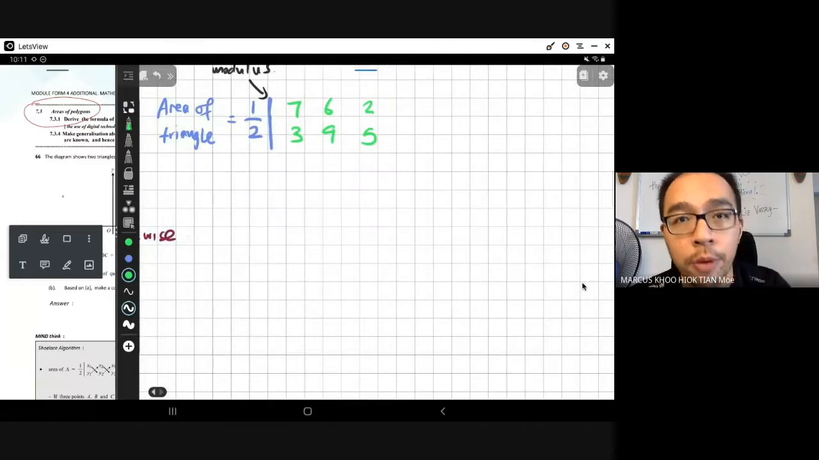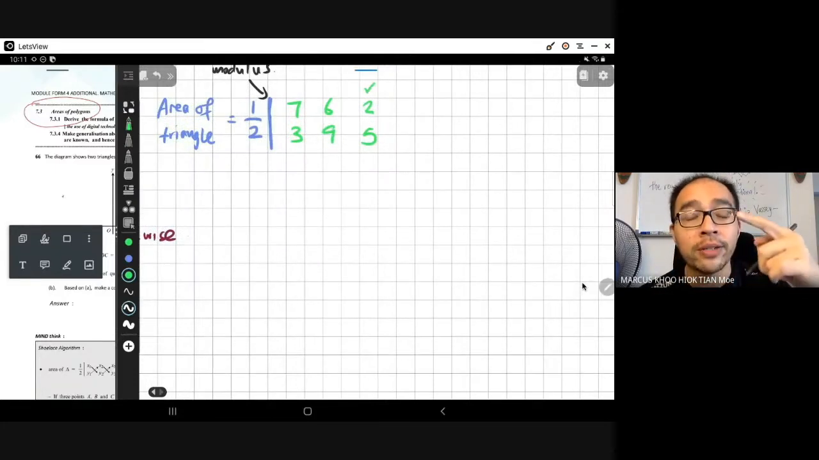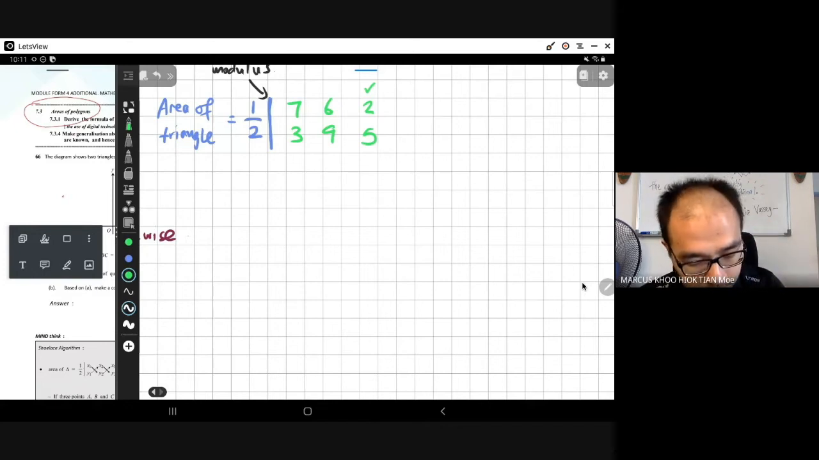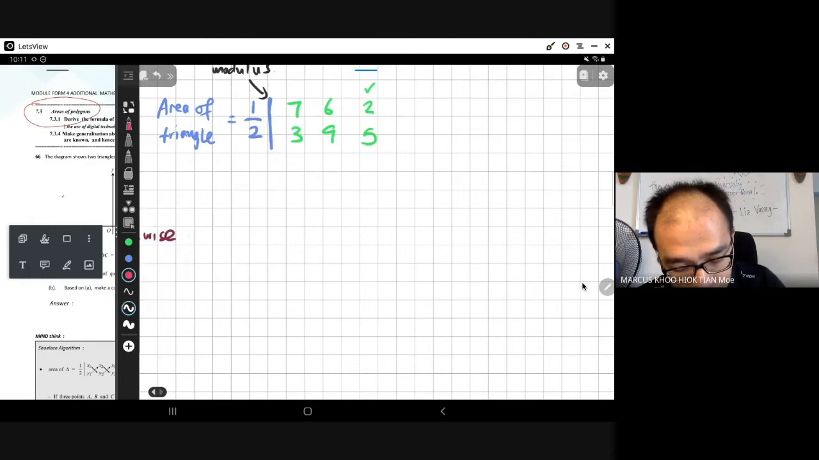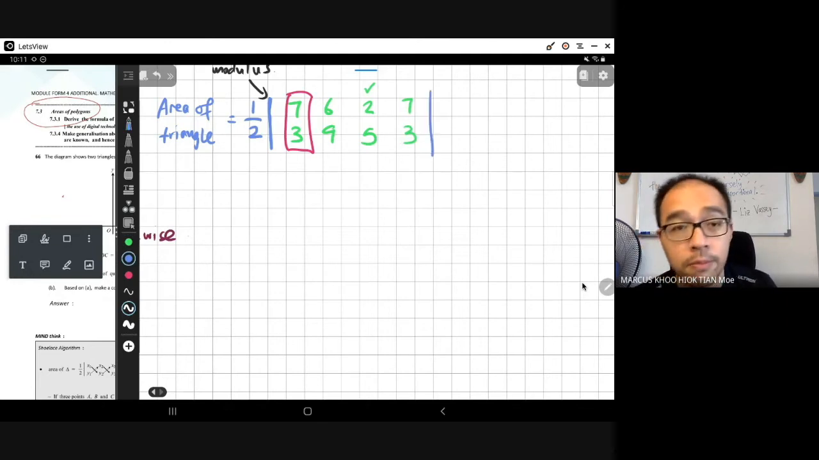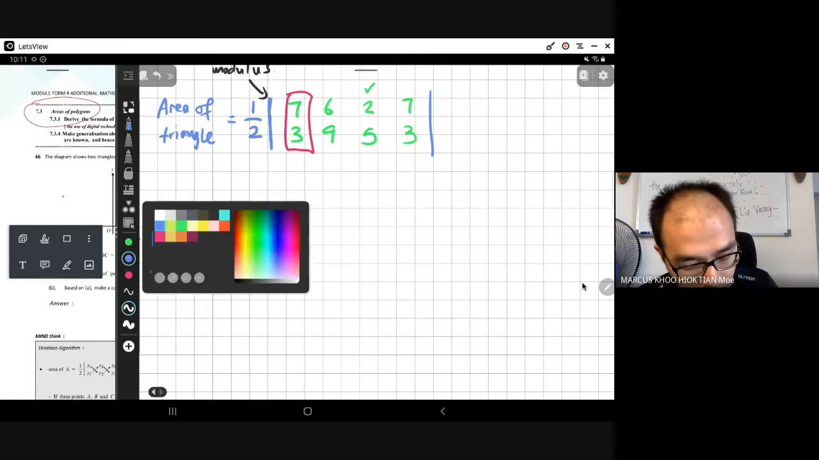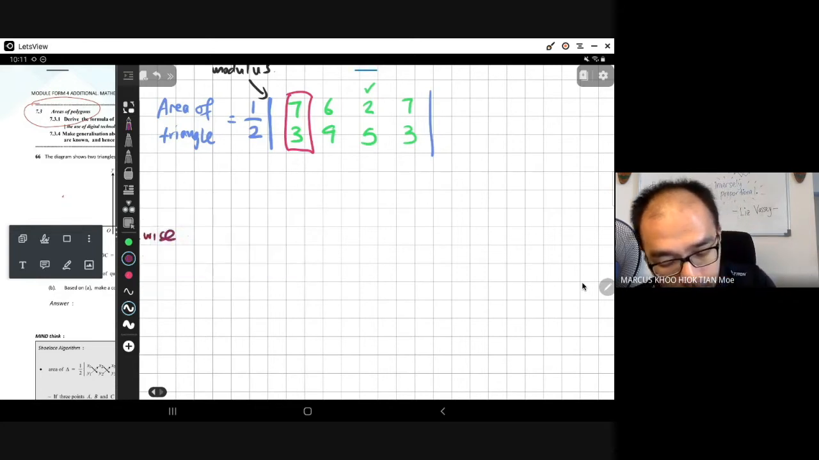But the most important thing is, after you finish the last one, you must repeat the first one again. So you repeat this one, and you write 7 and 3 over here. Then you close your modulus. Now after that, what you do is you multiply this way.